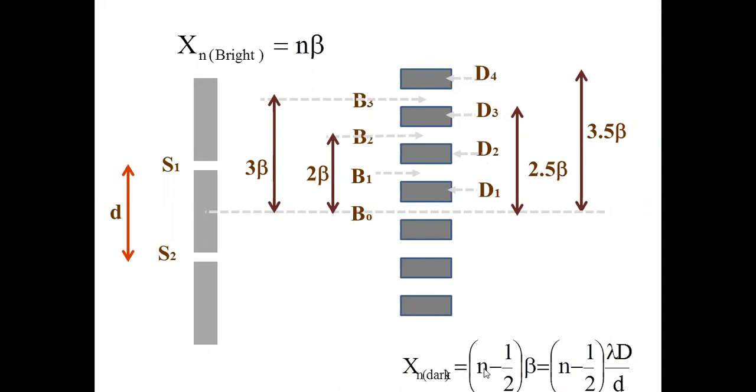And some people use this formula in a different way. They will write n plus half beta. If you look into some books, you will find that they have used, for the nth dark fringe, the formula n plus half beta.